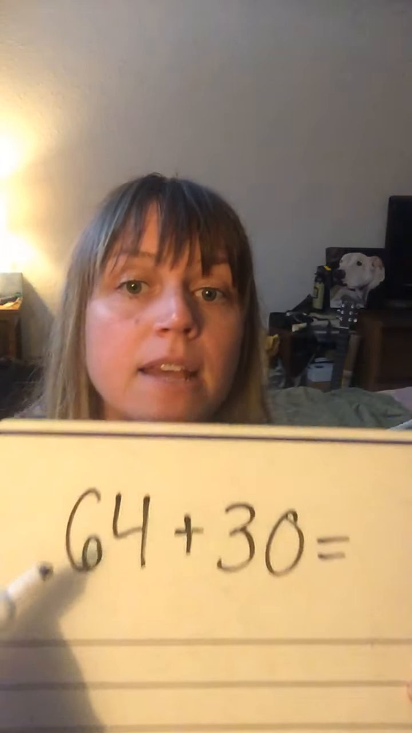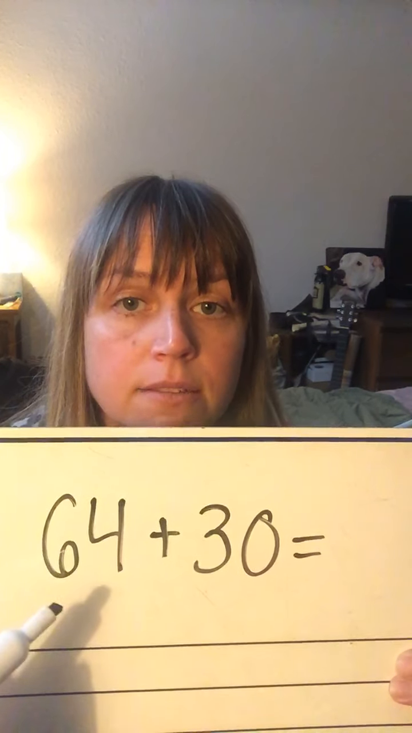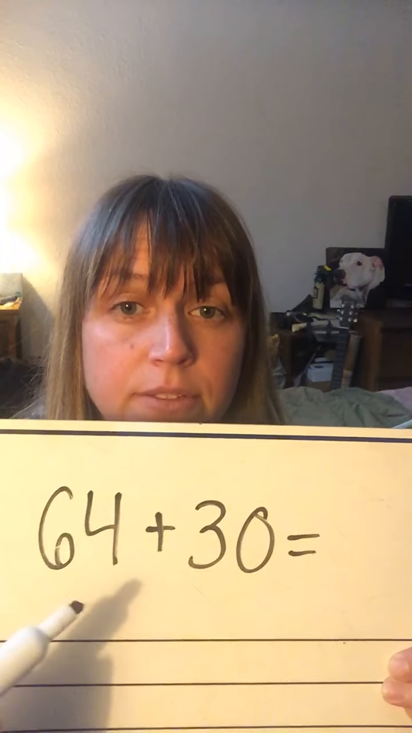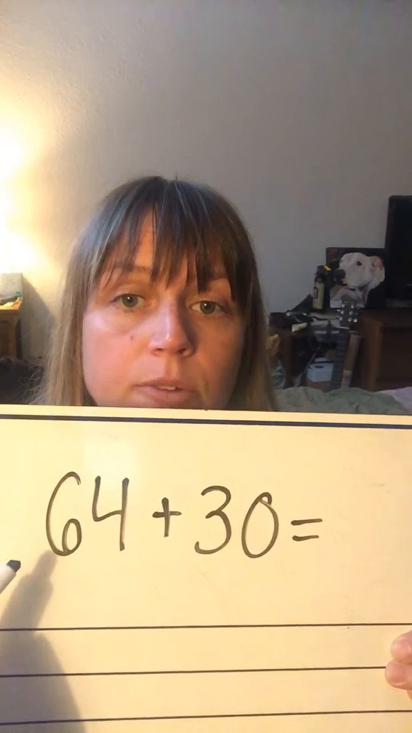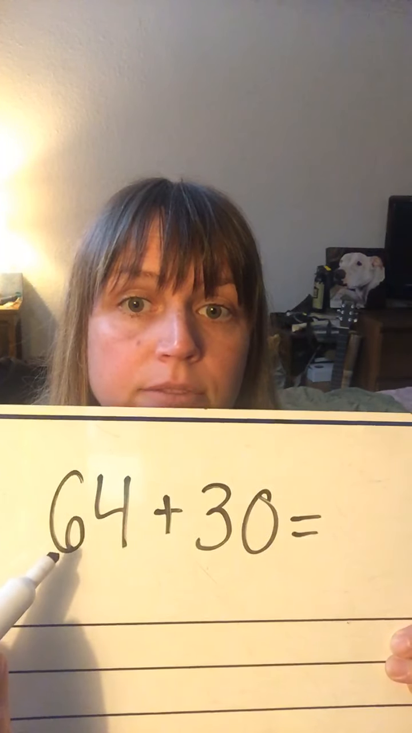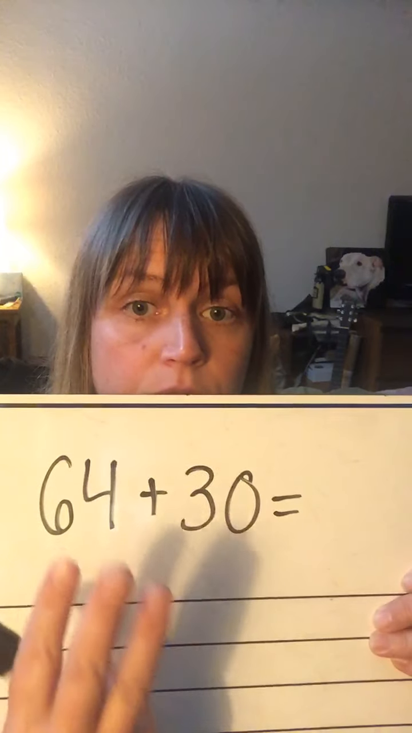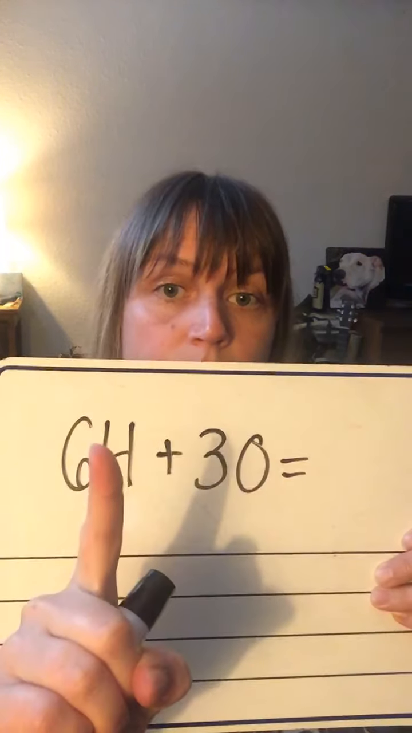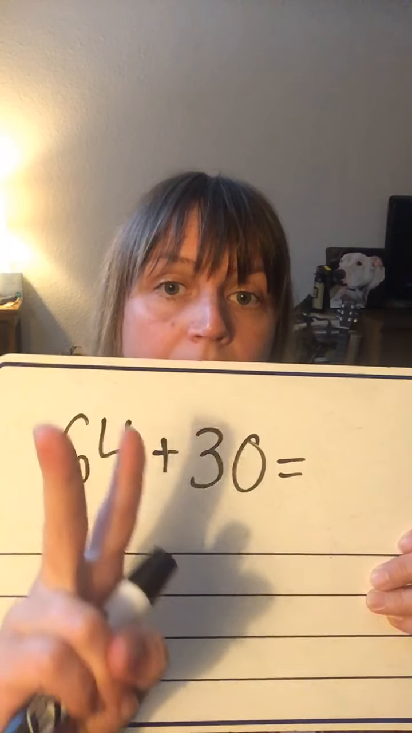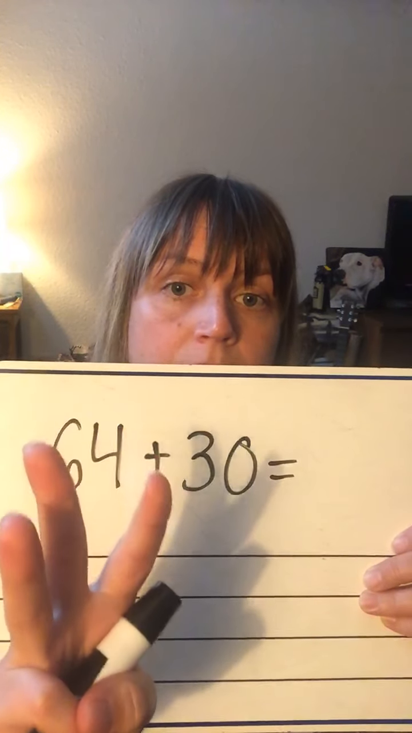So instead of starting at 60, we're starting at 64. Instead of 60, 70, 80, 90, we're going to start with 64. So we're going to say 64, go, and skip count 3 times. 64, go. 74, 84, 94. All right? Pretty easy to do in your head.